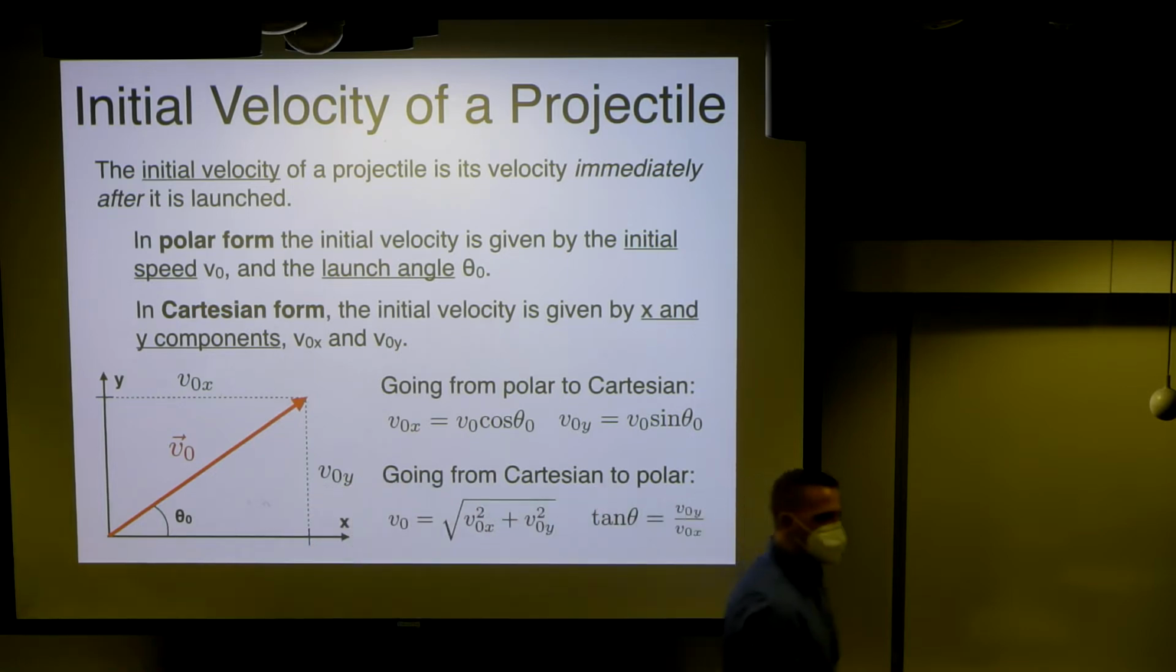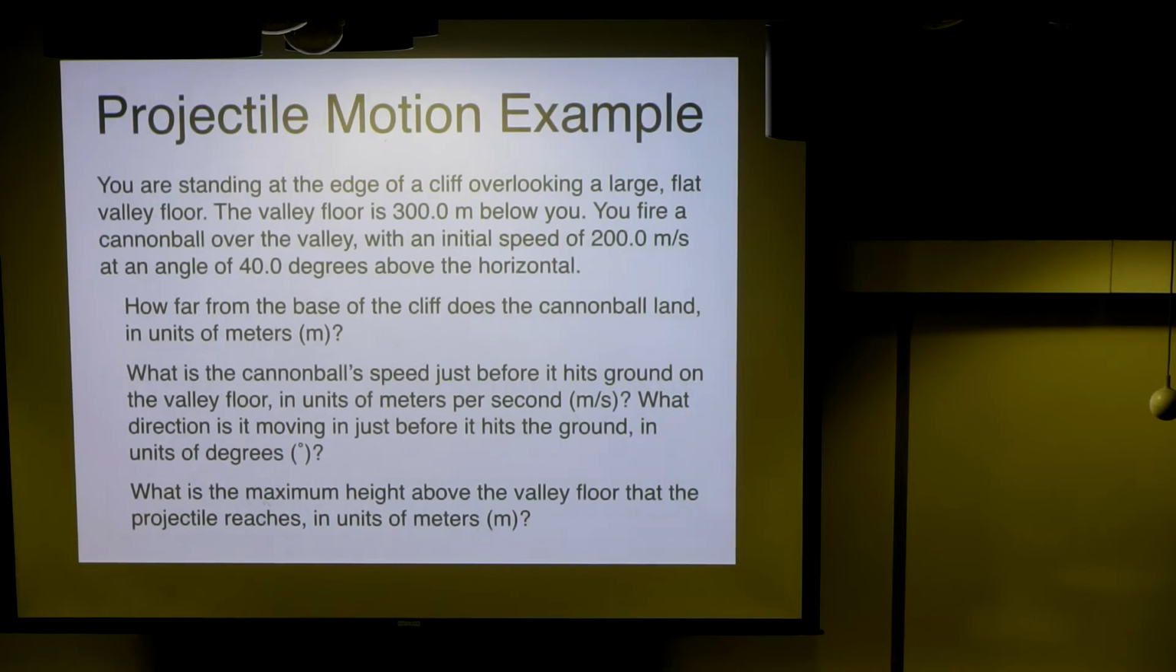I'm basically just applying what we know about vectors in general to this initial velocity. Okay? So with that said, I think we have enough information to do an example. I think the examples are going to help. So here's what's going on.